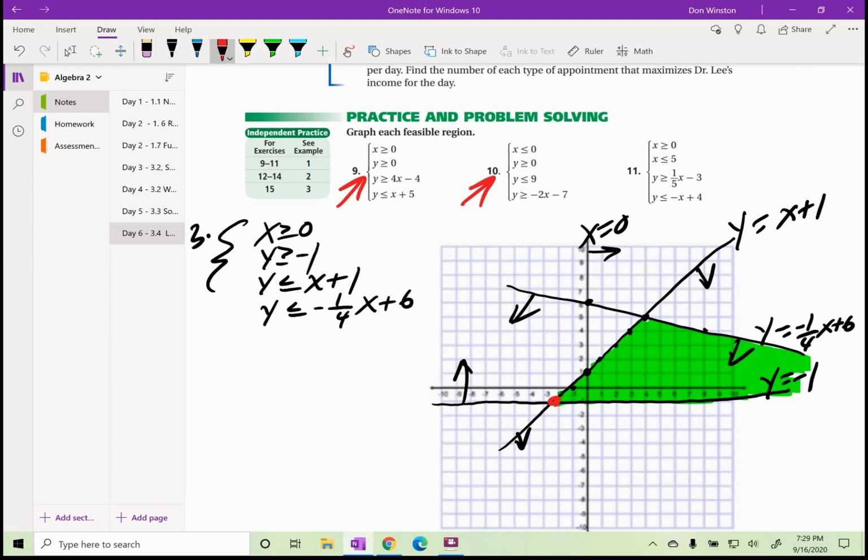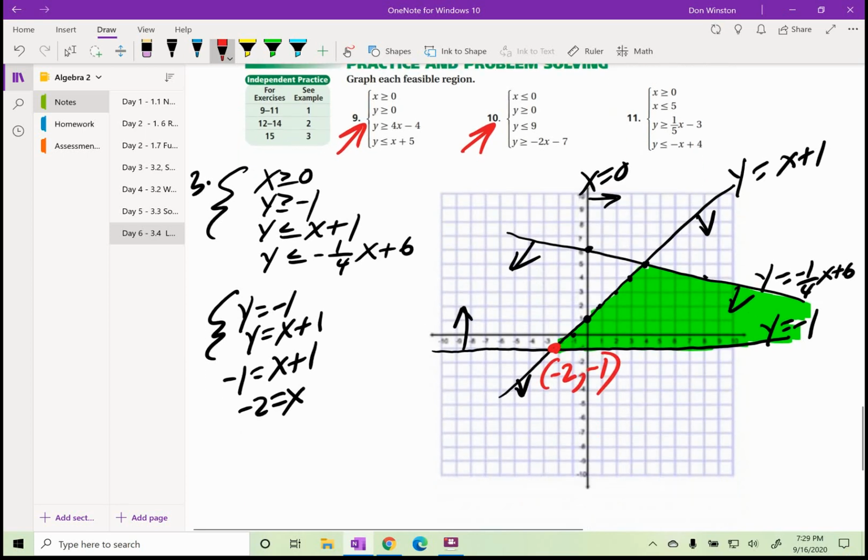So y is -1. So I have a system of equations. One is y is equal to -1, and that intersects the other equation, y is equal to x plus 1. Again, easiest substitution problem you ever have. Set y equal to y. So -1 equals x plus 1, -2 equals x. So x would be -2, and y would be -1. Found that one. That was pretty easy.